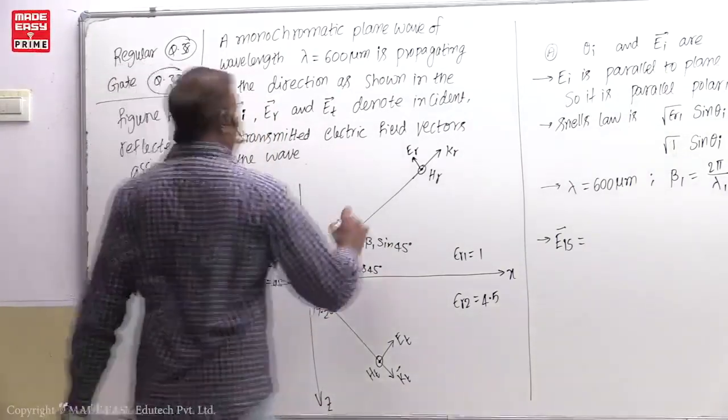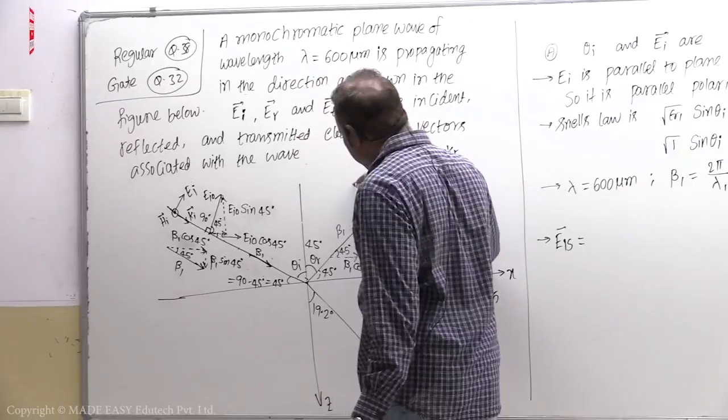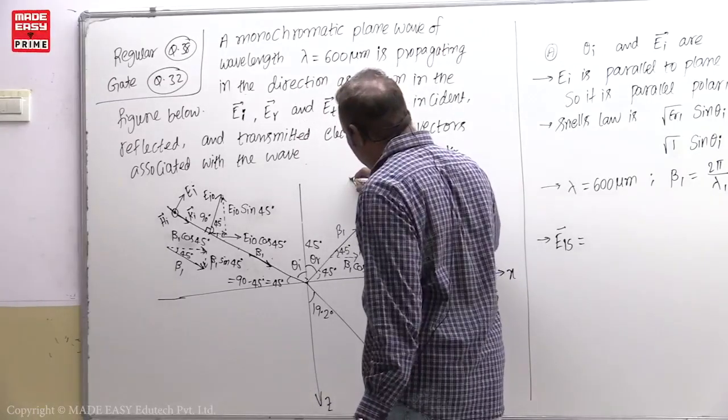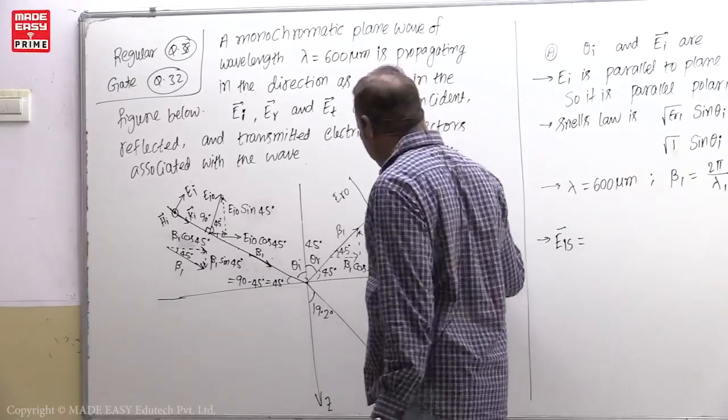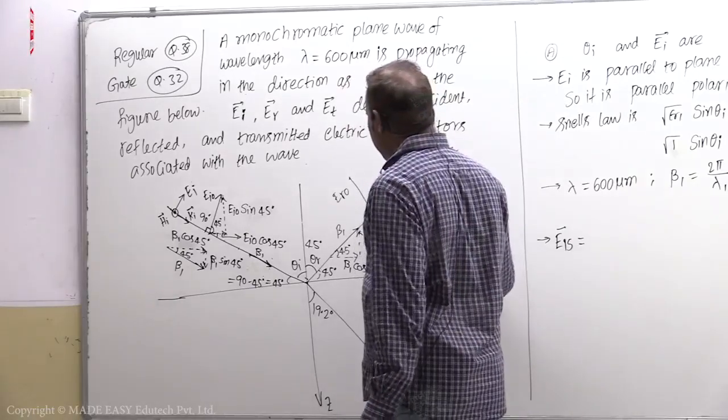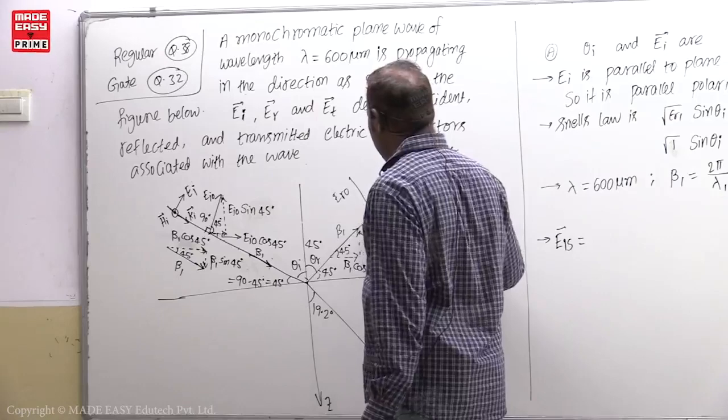This gives direction. If you see the electric field here, this is ER0 value that has a, this is perpendicular.